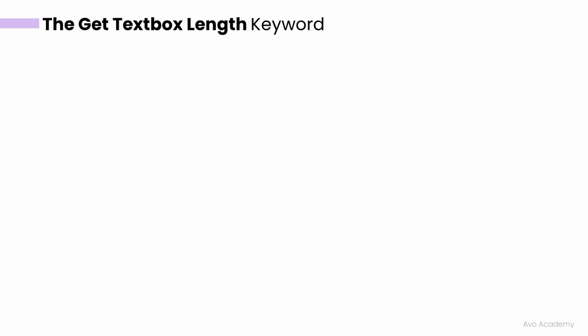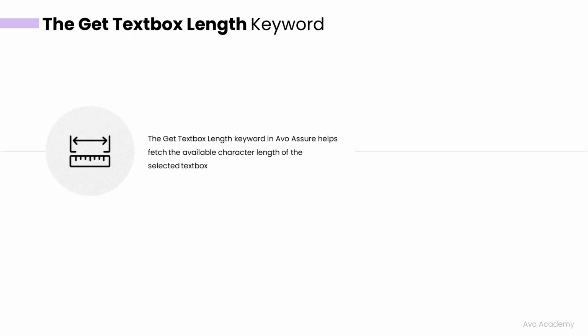In this video, you will learn how to use the Get Textbox Length keyword in Avo Assure to fetch the available character length of a selected text box in SAP application when automating it.